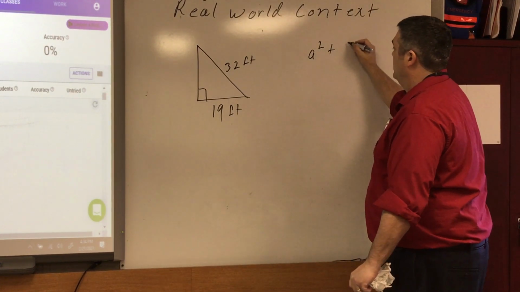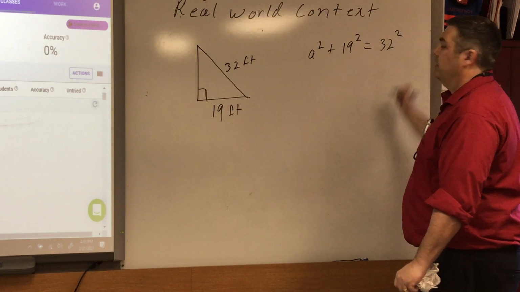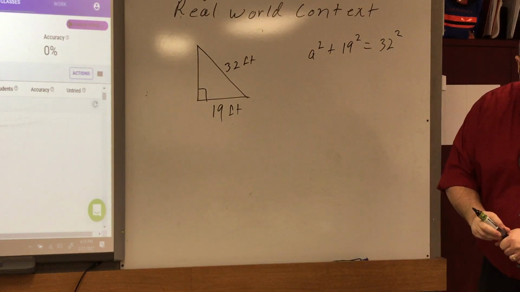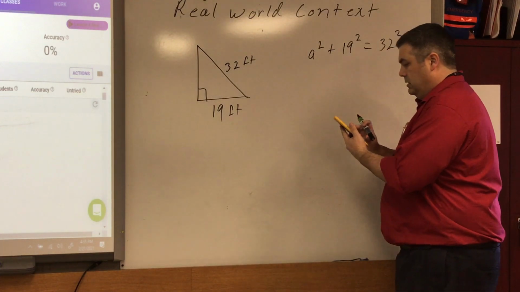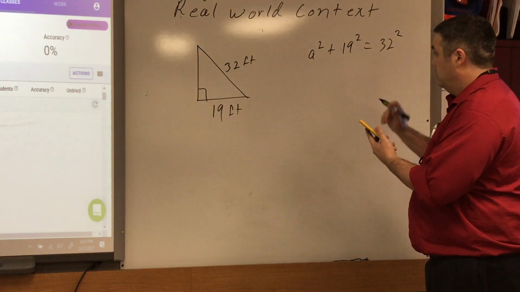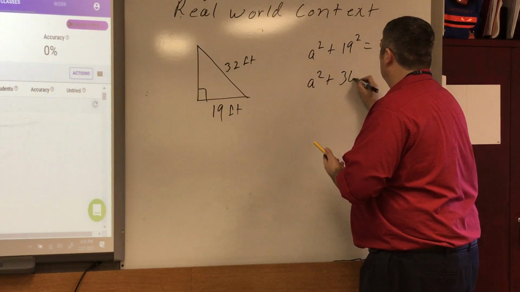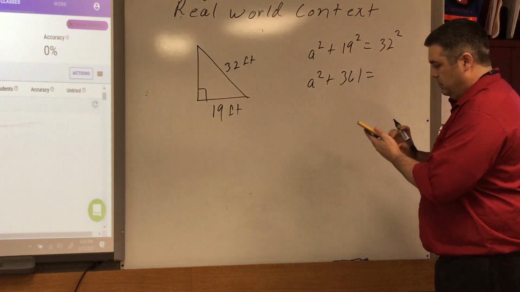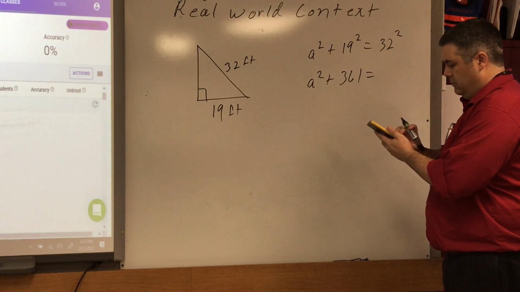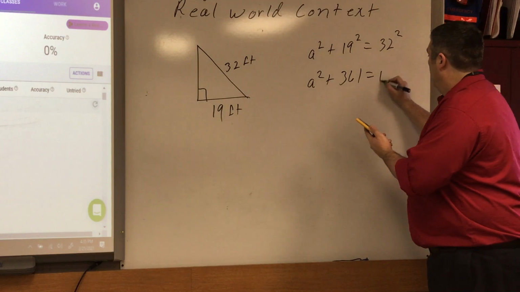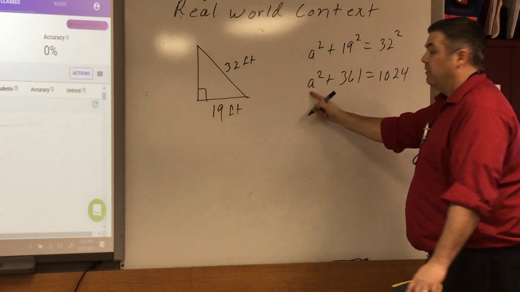A squared plus b squared equals c squared. All right? So, I think we did 19 just a second ago, didn't we? Yep. A squared plus 361 equals 32 squared, 1024. Okay. Now I'm going to solve for A.